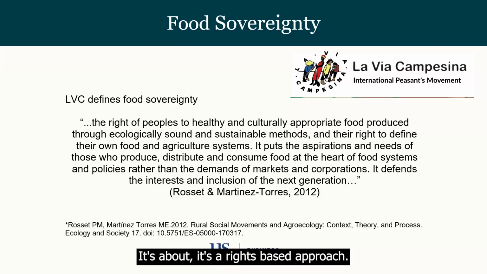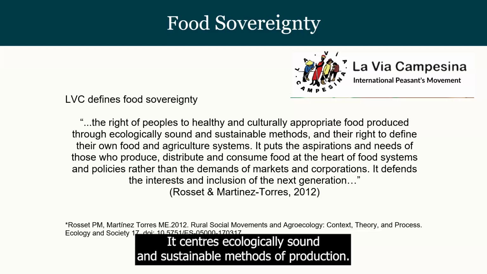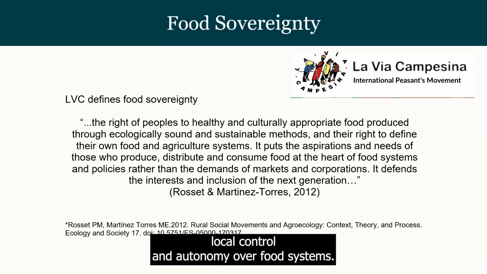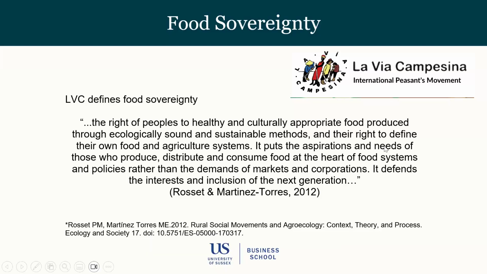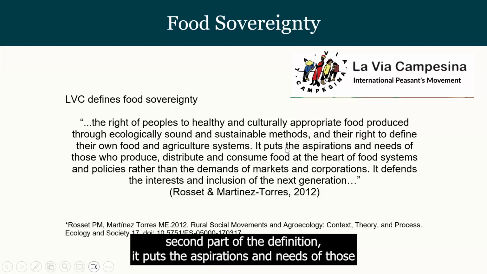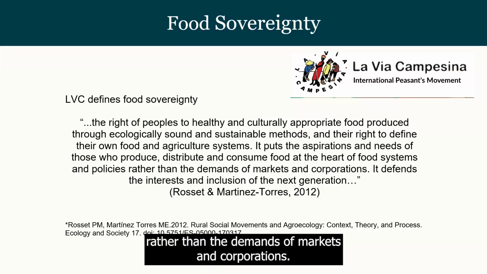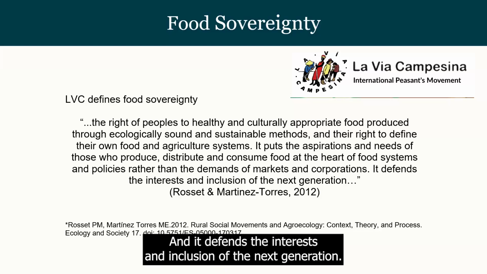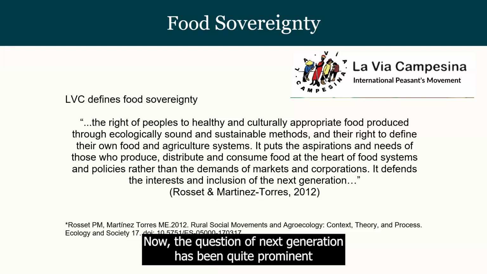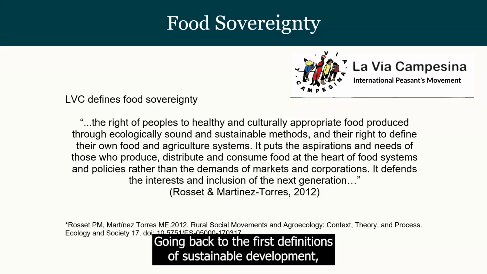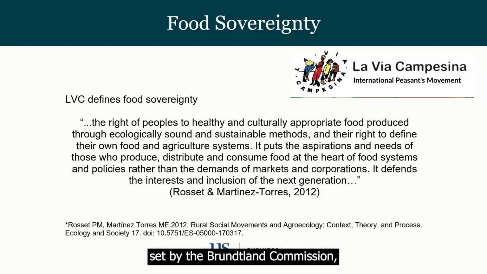It's a rights-based approach. It's about culturally appropriate food, which brings in place or context. It centers ecologically sound and sustainable methods of production, and also local control and autonomy over food systems. So the second part of the definition, it puts the aspirations and needs of those who produce, distribute, and consume food at the heart of food systems and policies, rather than the demands of markets and corporations, and it defends the interests and inclusion of the next generation. Now, the question of next generation has been quite prominent in setting of sustainability agendas, going back to the first definitions of sustainable development set by the Brundtland Commission.